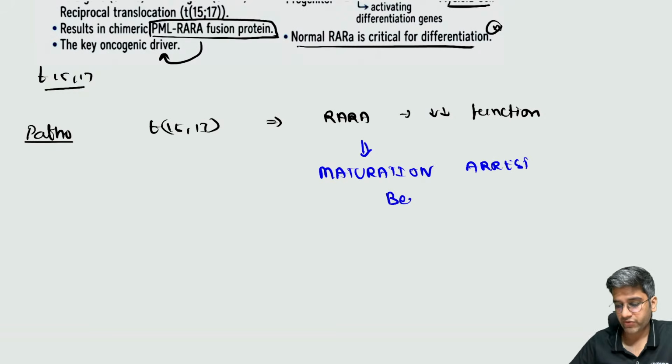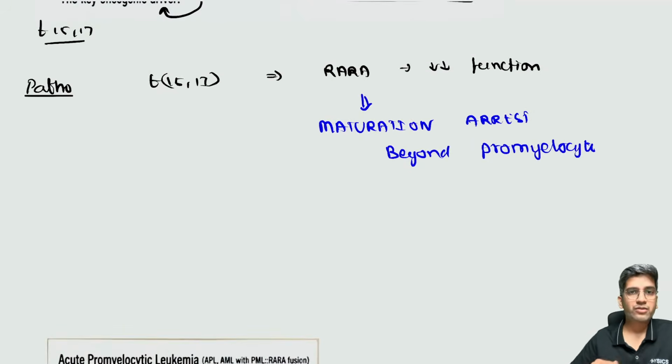Because of this, I'll end up having a maturation arrest beyond the promyelocyte stage. It'll mature from blast to promyelocyte. That won't be a problem. Beyond promyelocyte, it will not mature. So because the bone marrow is not maturing beyond promyelocyte, right? I won't have neutrophils.